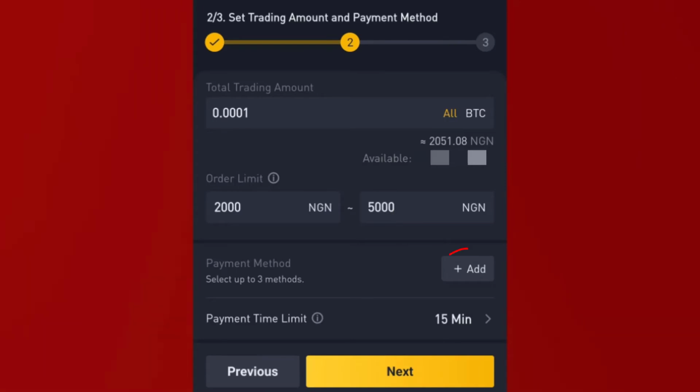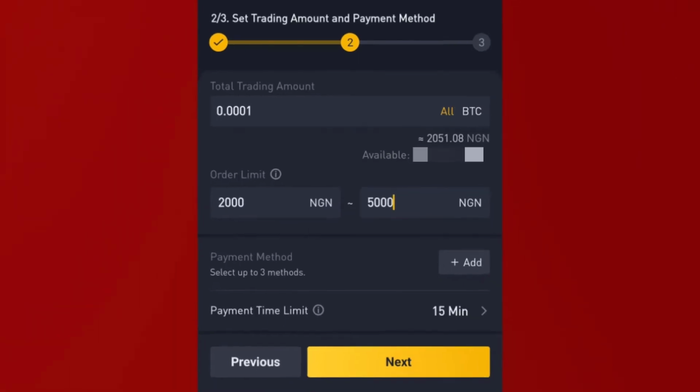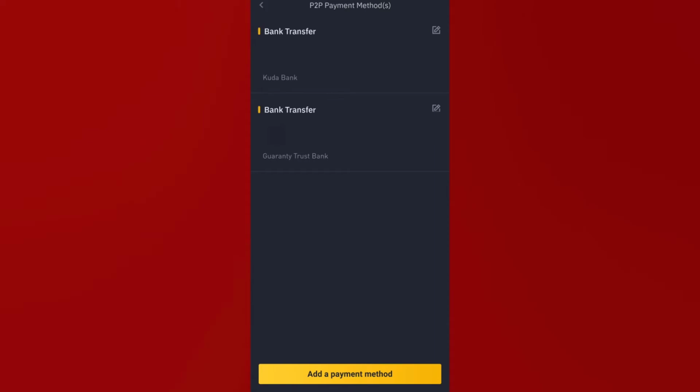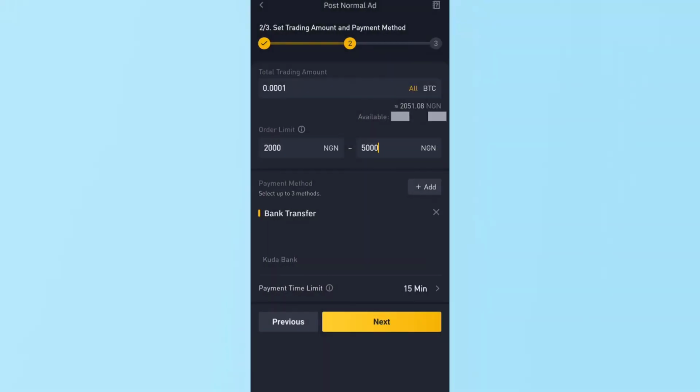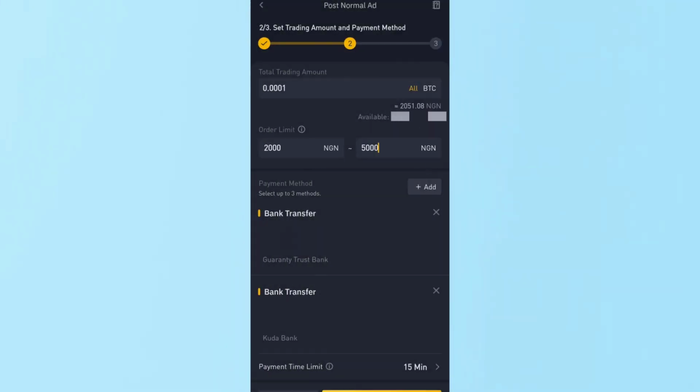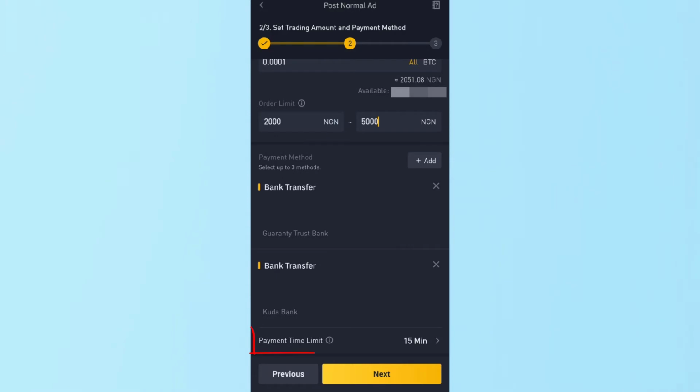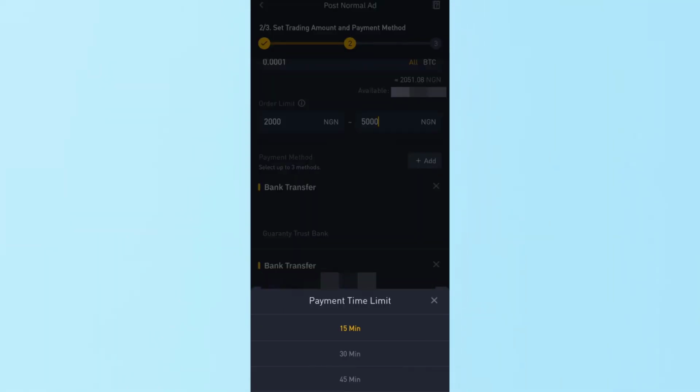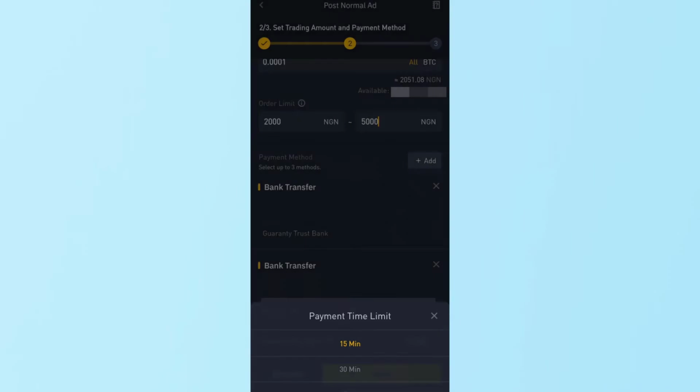Now after that, we can add a payment method. So we'll click on add to add our payment method. In this case, I want to add two of my banks for convenience for the other party. After adding this first one, I'll come here again and add the second one. Then over here we have the payment time limit. This is the time given to the buyer to make payment to me. In this case, I can make it 15, 30 or 45 minutes, but 15 minutes is good enough for me.